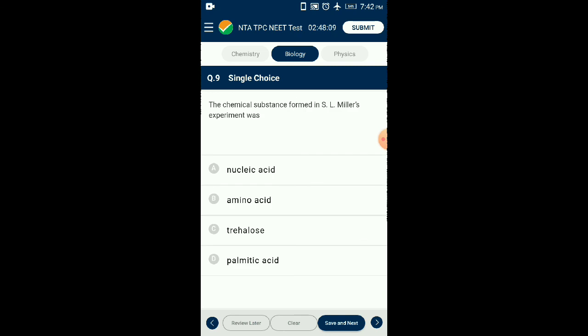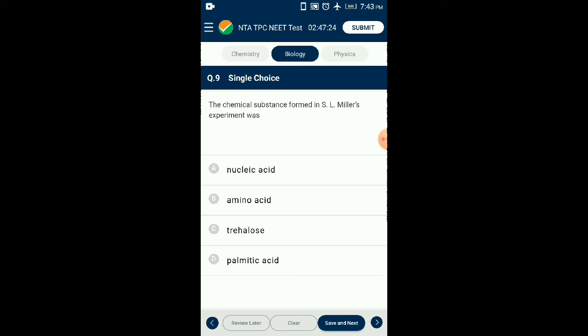Question number 9. The chemical substance formed in S.L. Miller's experiment was. Experimental proof of the theory of chemical evolution was given by Urey and Miller in the year 1953, who created primitive atmospheric conditions in a laboratory by using electric discharge in a closed flask containing methane, hydrogen, ammonia in the ratio of 2:1:2 and water vapor at 800 degrees Celsius. This mixture was provided with energy for interaction by 75,000 volt sparks using electrodes.